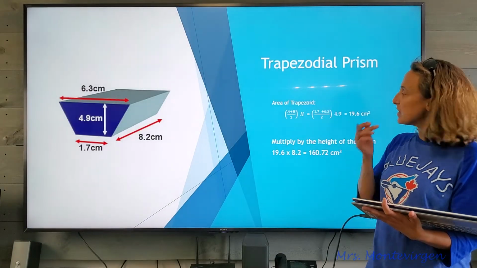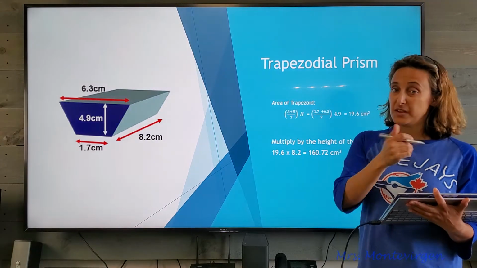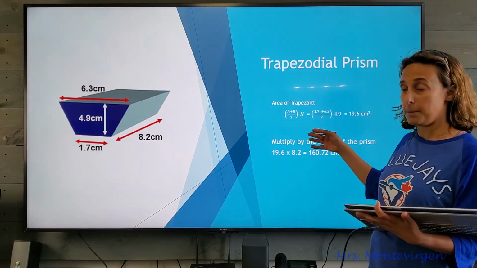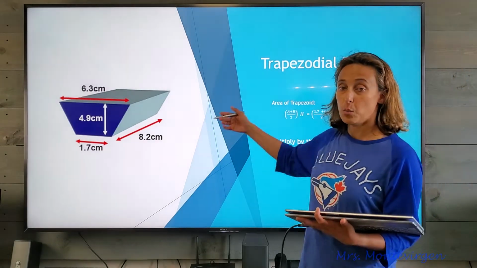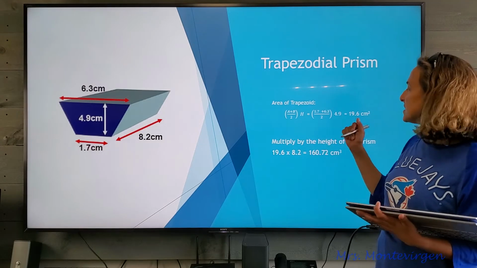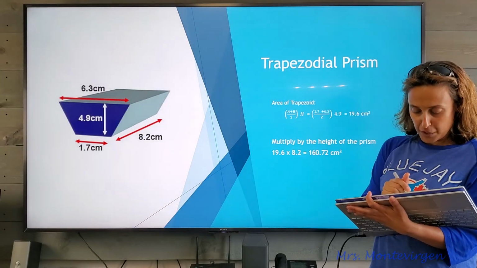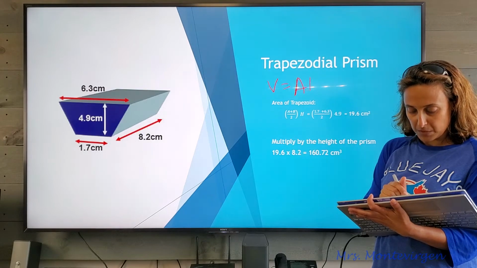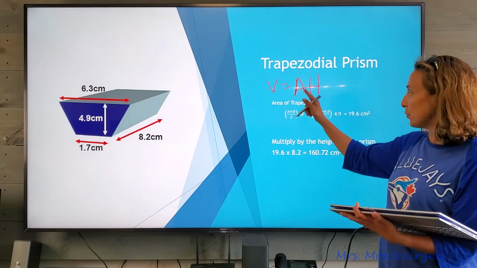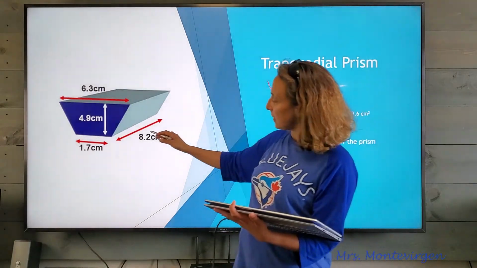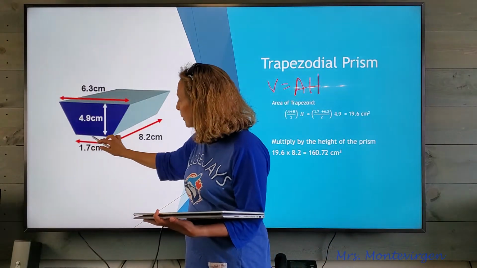Now, I have another example here for you. I'm not going to actually step you through this one, but I do want you to take a peek at how I went about doing this. This is a trapezoidal prism, and as I said before, volume equals area of the base multiplied by height. So that formula you should already have. Because this is a trapezoidal prism, you need to figure out the area of the trapezoid.